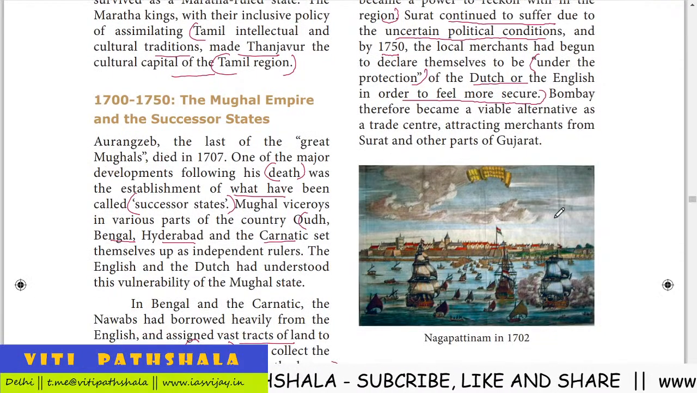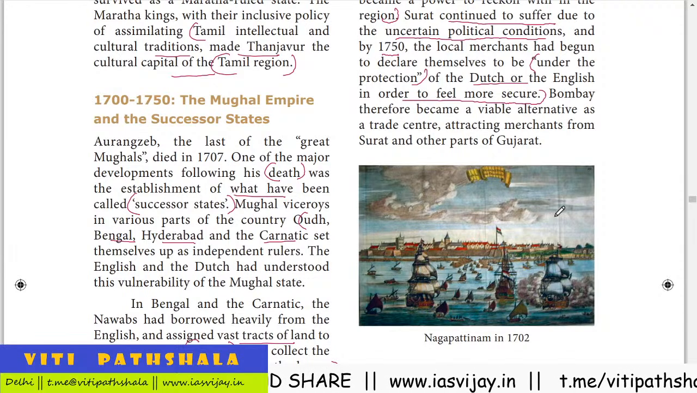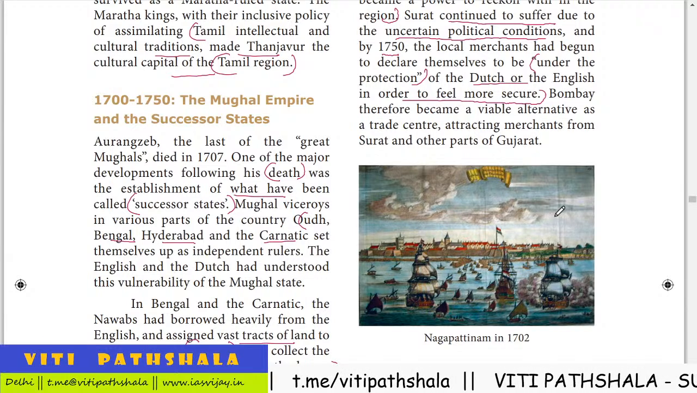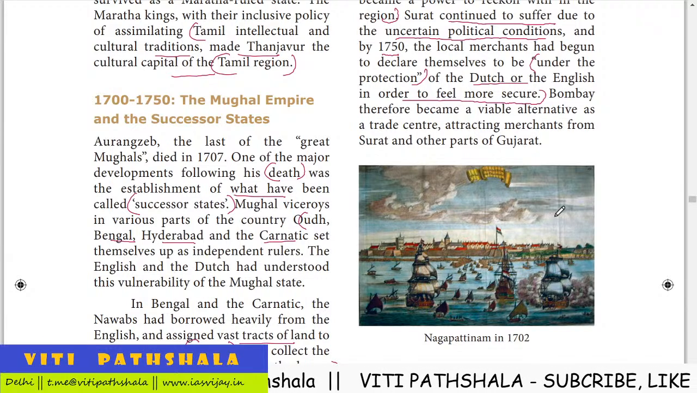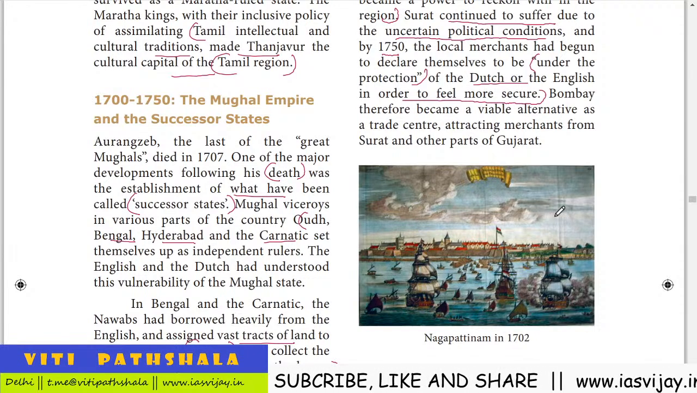Now, if I talk to you about the crux of the first part, they are emphasizing Surat as a major port and why Akbar captured it, and why later on the others also wanted to take Surat as their port.